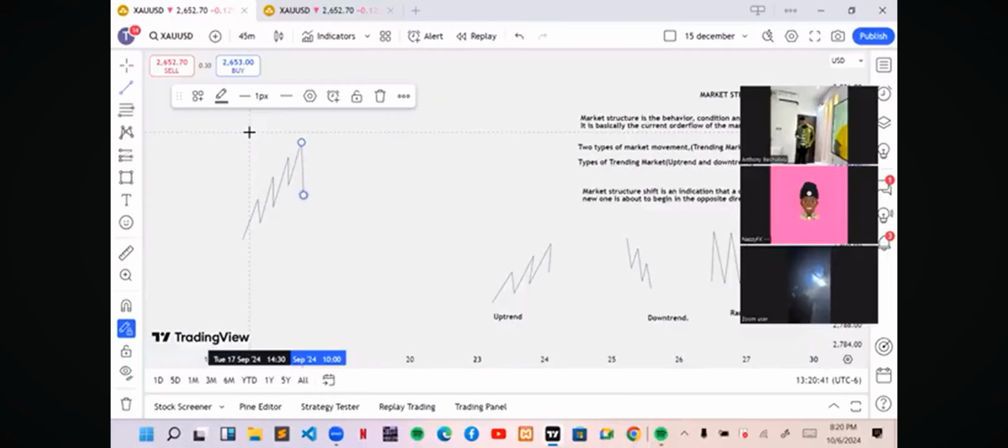So if you are taking buys previously and you witness a market structure shift, what you should be looking out for is now sells. So this shift right here is an indication that the current uptrend is about to end and the new trend, which is the downtrend, is about to begin. That's why I said it's an indication that the current trend is about to change and the new one is about to begin in the opposite direction.